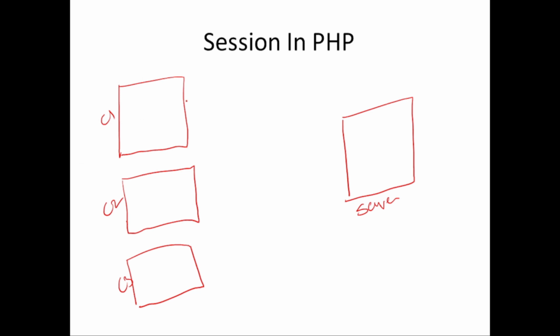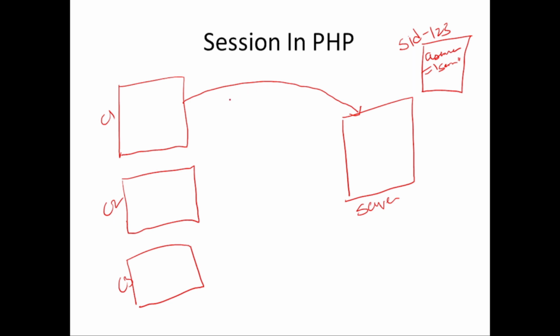Say client 1 starts the session. So it's going to make a request. Once the request comes for a session, the server will create a file in a temporary directory and assign the session ID. Let's say the session ID is 123. And if the user enters certain things like a username, you can put that in, okay, for this user, the username is say Sam.